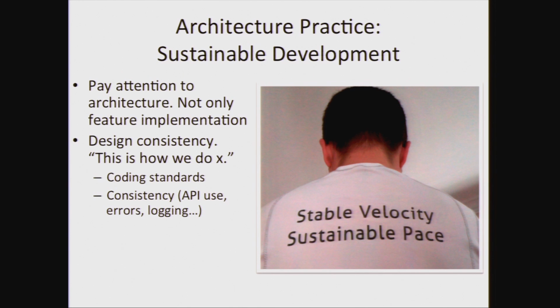So that also includes, besides am I scaling, am I handling the load that I expect, design consistency, in my opinion. So this is how we do certain things. Our coding standards, the way we use logs, the way we throw exceptions, the way we handle errors, the way we handle authorization. If we're doing services, how are we doing authentication? Anyway, here's the way we do things, developing those things.